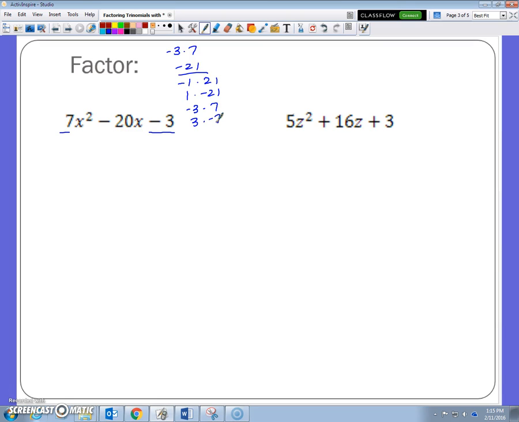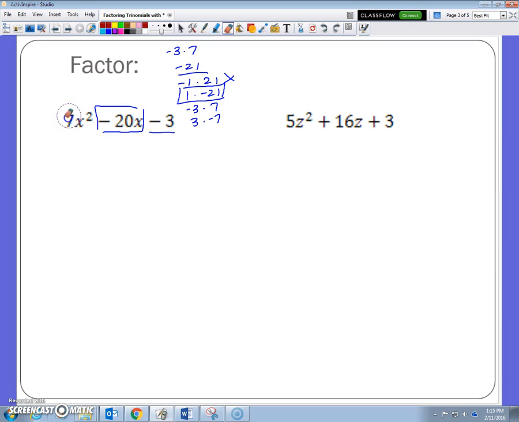And the choice I'm looking for still is what I'm looking for is this middle term, trying to get it to add up to -20. -1 plus 21 would be +20, so I don't want that one. 1 minus 21 is the one that I want. Now here's where things change, and the reason they're changing is because of this leading coefficient. It's making it more difficult for us to factor.